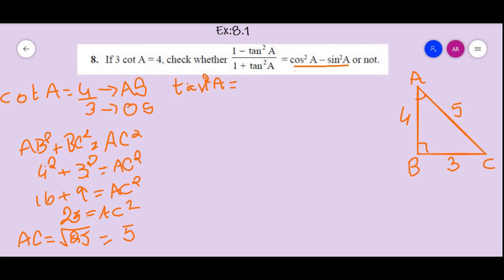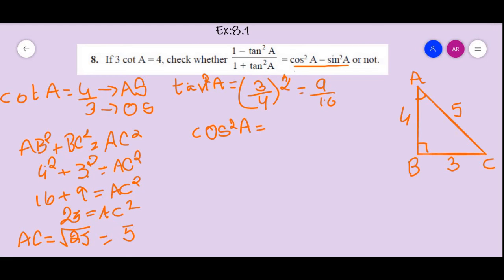So tan square A will be equal to, what is the opposite side to angle A? The opposite is BC, which is 3. So it's going to be 3 by, what is the adjacent side? It is AB, which is 4. So 3 by 4 whole square, which is going to be 9 by 16. So this is the value of tan square A. Now we have to find cos square A and sin square A. First of all, let's find cos square A.